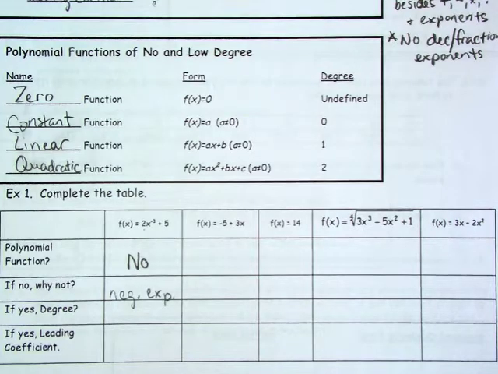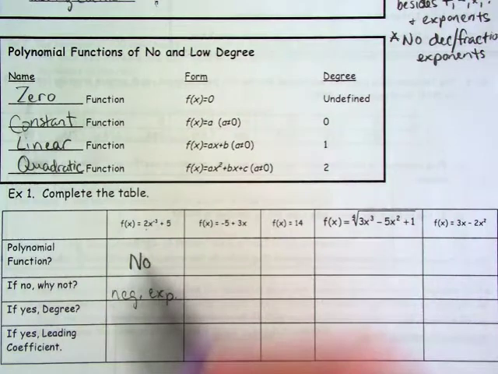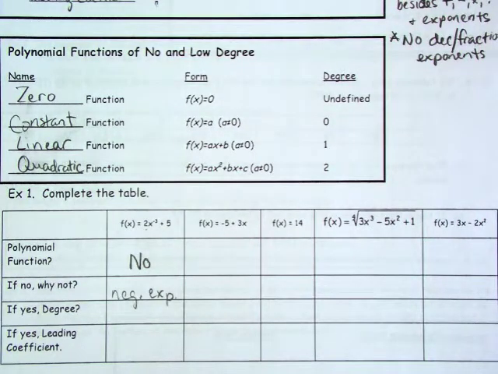That would ultimately put a variable in the denominator, because we'd move that x to the negative third down to the bottom to be x to the positive third. And that doesn't fit our rules of polynomials. Okay, we can't answer the rest of it because, well, it's not a polynomial. Now we're going to go on and look at the next one.